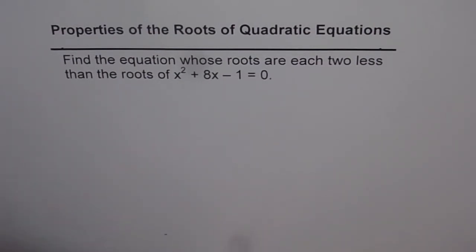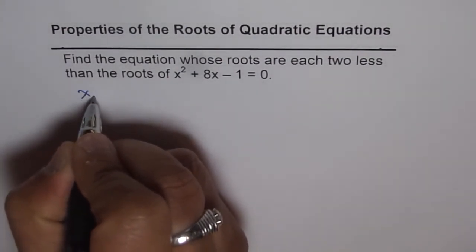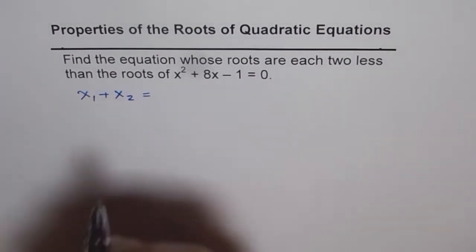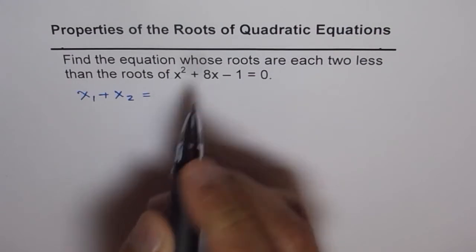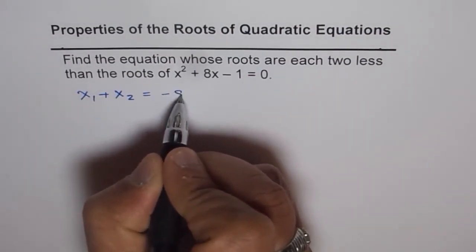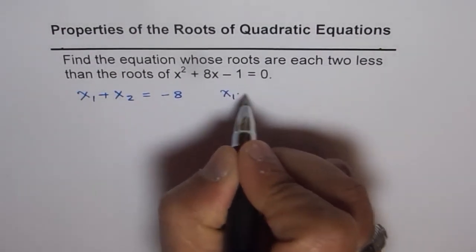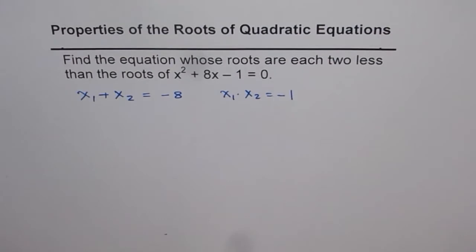If x1 and x2 are roots of this equation, in that case, what is the sum of these roots? In that case, x1 plus x2 is minus b over a, right? Which is minus 8. And how about the product of these roots? x1 times x2 is equal to minus 1. This is what we have learned from the properties, right?